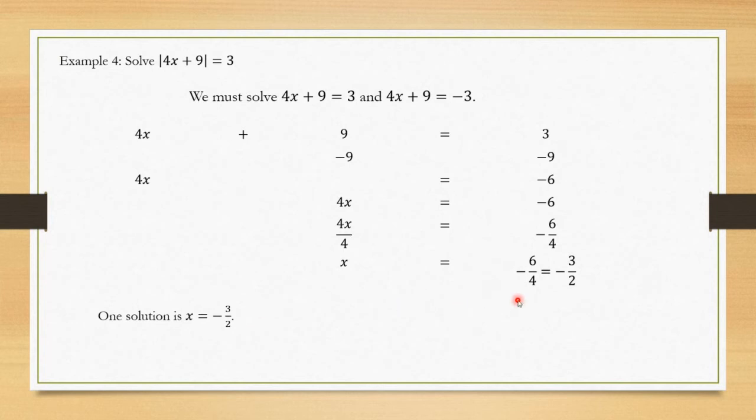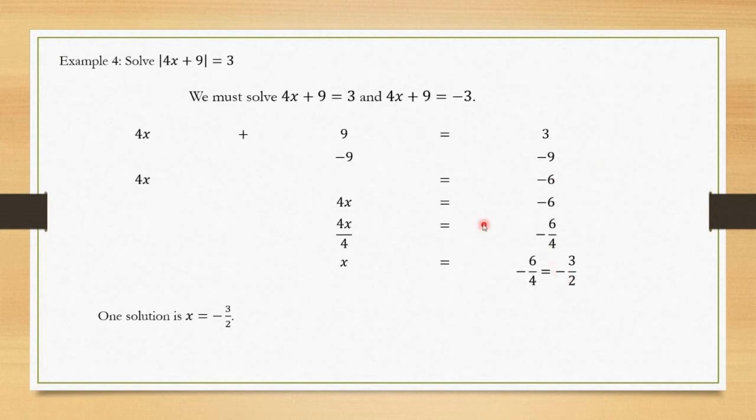So that's one solution. Again, this is one equation we solve. We want to get x all alone. So we subtract 9 from both sides to get the 9 out of there, 4x equals negative 6. And then to get the 4 out of there, we divide. And that's what we get. Good, good. Okay, so we get negative 3/2.